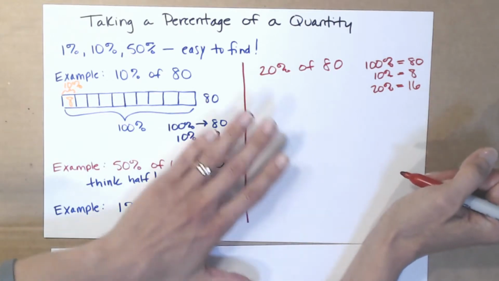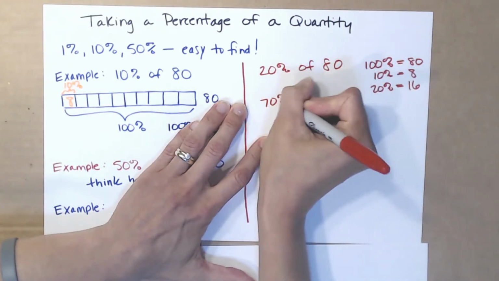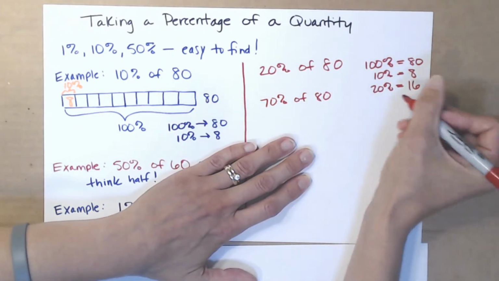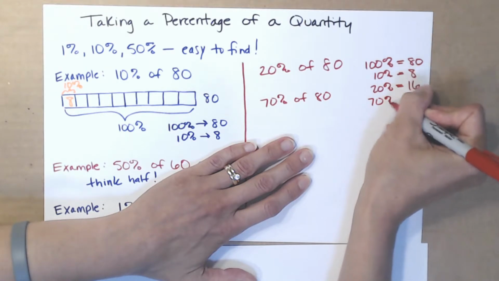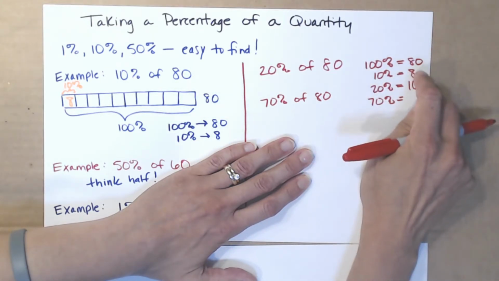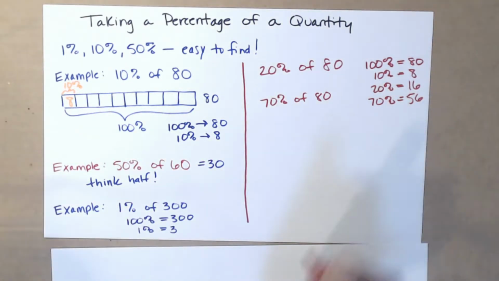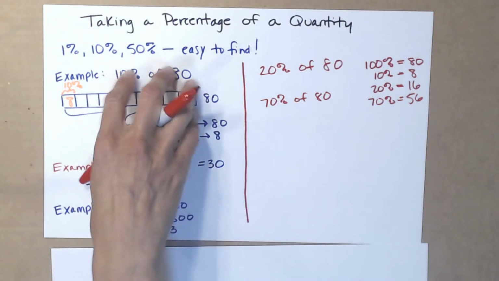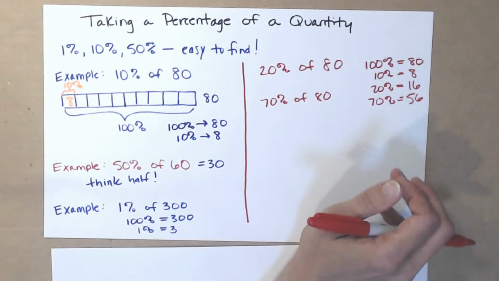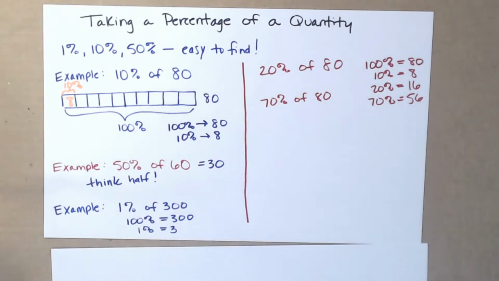It's 16. Likewise, you could say, what is 70% of 80? Well, 70%, you just take the 10% times 7. So 10% is 8. 8 times 7 is 56. Okay, so that's how you adjust the 10% to find any other multiple of 10%. 20%, 40%. All of those can be found using this technique.